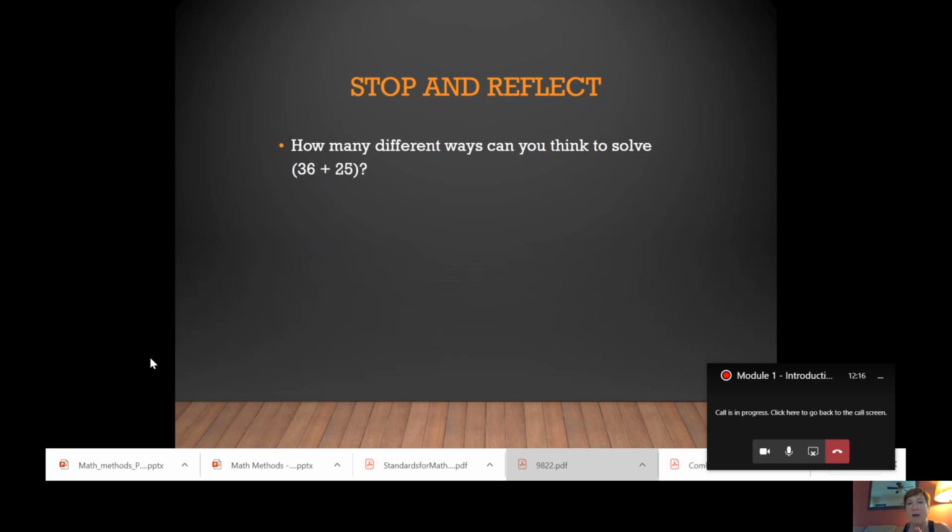So I want you to stop and think about how many different ways you can think to solve 36 plus 25. So quickly in your head, think about that. And you'll see throughout our text that there's going to be a lot of stop and think for you to consider, or stop and reflect. So this one is actually on page 8. And if you read further, it talks about solutions and how children might be thinking.